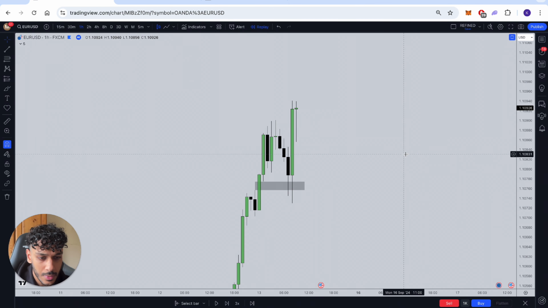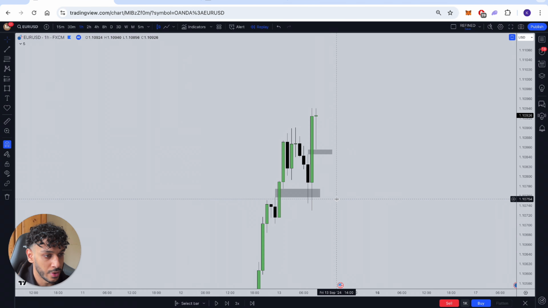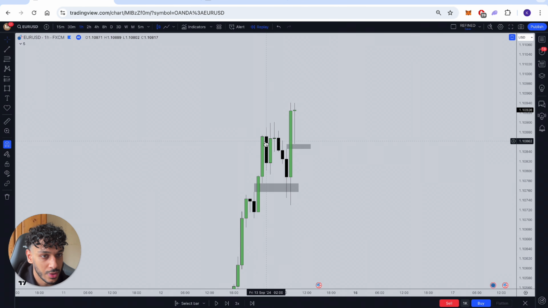So this is also an idea that I called inside the Discord. I haven't set that up, so I'm not going to go and show that off. But anyway, on the hourly, we're in a buy program. We're on the daily and the 4 hour, also in a buy program. So we want to see higher highs continually being made.